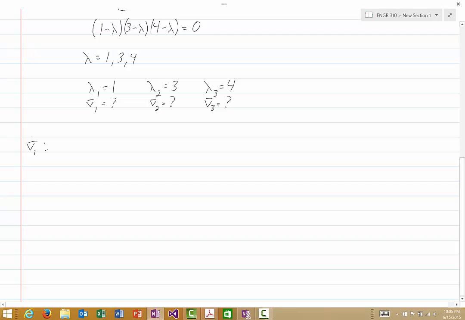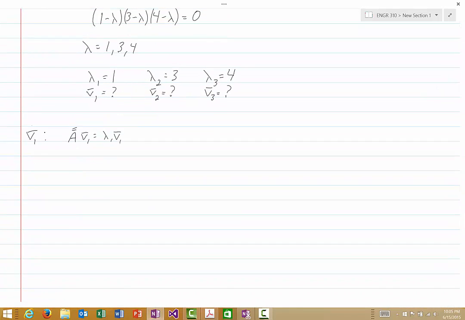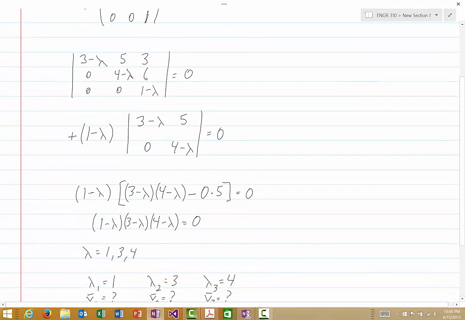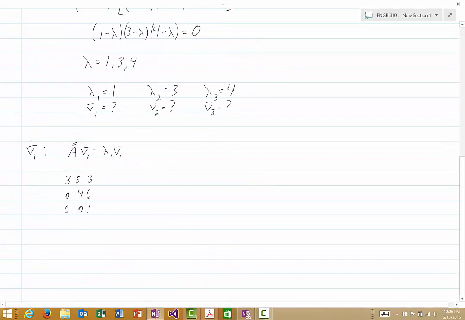Okay, to find V1, we go back to the defining equation, which is A V1 equals lambda 1 V1. And so, reminding ourselves of A: 3, 5, 3, 0, 4, 6, 0, 0, 1, times x, y, z. Those will be the components for V1. And that's equal to lambda 1, which is 1, times V1, which again is x, y, z.